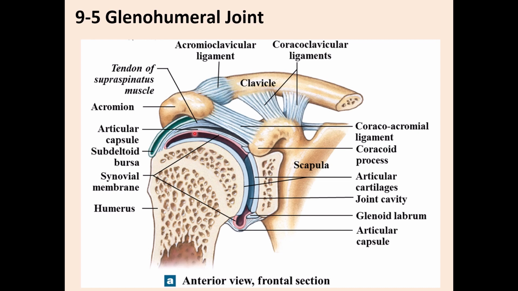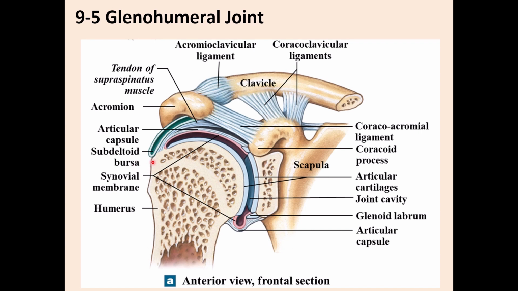Then there are some other structures that you see. One of them is the supraspinatus muscle tendon. When we get to the muscles, we will talk about that in more detail. And this one, actually, look at this one. This is called the subdeltoid bursa. Remember bursa? That is a pouch that contains synovial fluid. In any area where there are a lot of frictions and movements, you have these pouches.